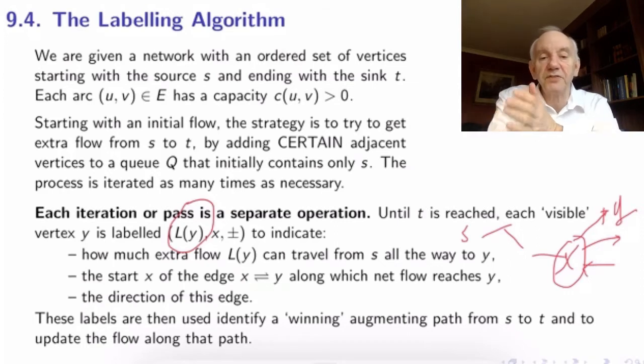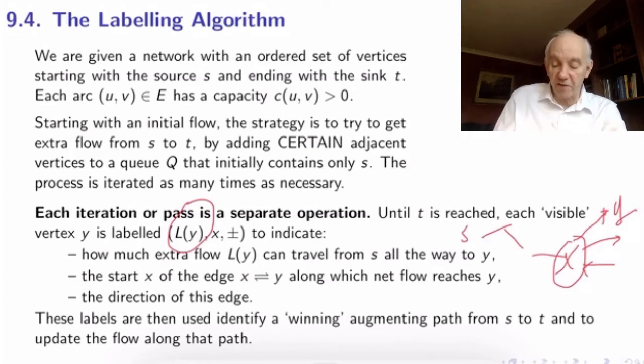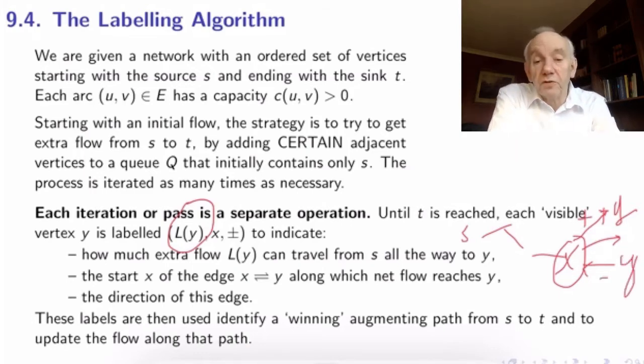We should have really done this for Dijkstra as well, although I didn't bother. When we made a label permanent in Dijkstra, we should have added the vertex that made that permanent. And we also add a sign which corresponds to the direction of the arrow. So if the arrow is going from X to Y, that corresponds to a plus sign. If the arrow is going backwards from Y, that corresponds to a minus sign.